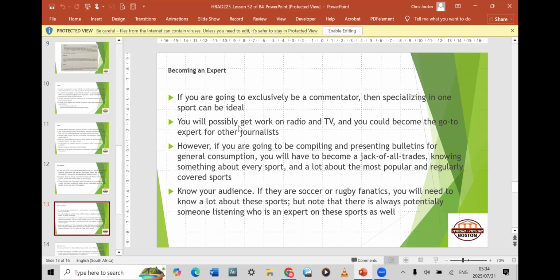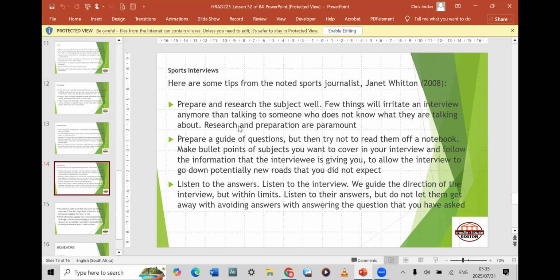So you'll possibly get work on radio and TV, and you could become the go-to expert for other journalists, right? However, if you're going to be compiling and presenting bulletins for general consumption, you'll have to become a jack of all trades. So you have to know something about every single sport, right? Okay. So know your audience, and if they are soccer or rugby fanatics, you'll need to know a lot about that sport because you're going to be covering that sport more than the other sports that are included in your bulletin, right?